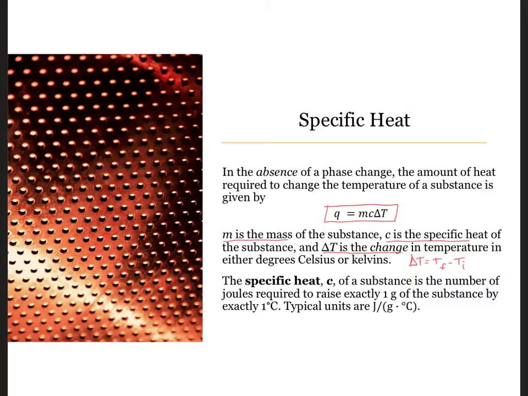The specific heat, c, is the number of joules required to raise the temperature of 1 gram of the substance by exactly 1 degree Celsius or Kelvin. Units of specific heat are joules per gram degree Celsius. Notice that this equation only holds in the absence of a phase change. Moving from a solid to a liquid or a gas requires a different heat calculation.